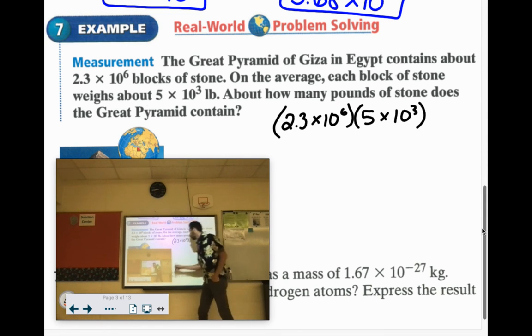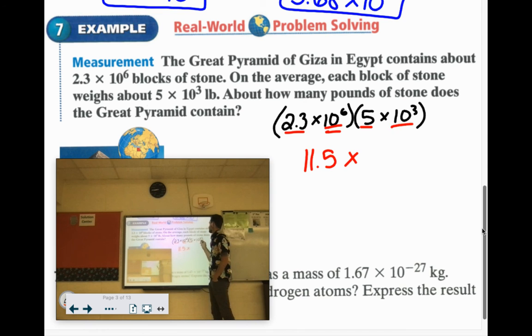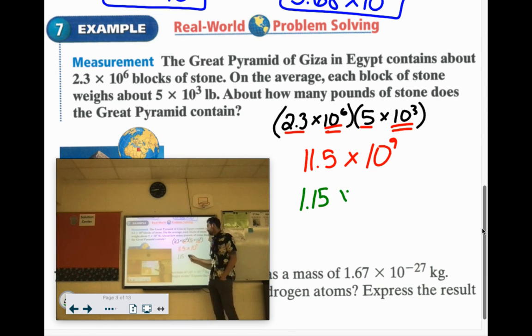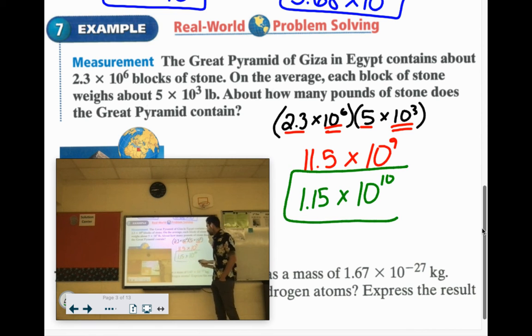So if we did 2.3 times 5, let's see, 2 times 5 is 10, 0.3 times 5 is 1.5, so 11.5 times 10 to the 6th times 10 to the 3rd would be 10 to the 9th. That's not proper scientific notation. We need to make that 11 smaller, 1.15. Make the exponent larger, 10 to the 10th. Woo-hoo-hoo! All right.